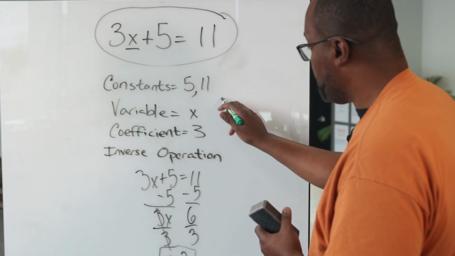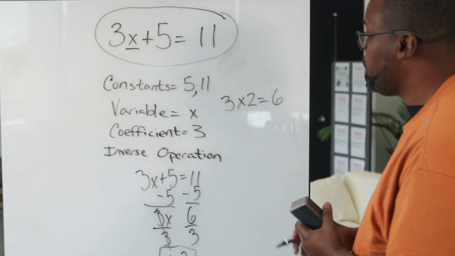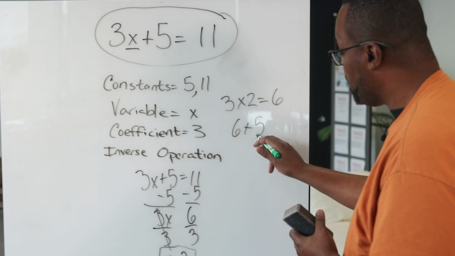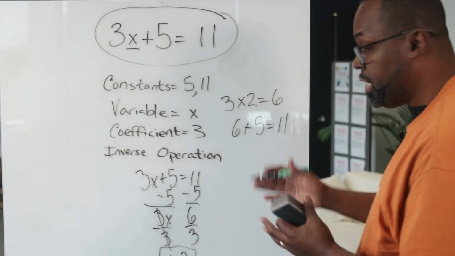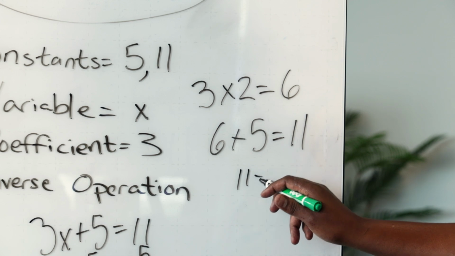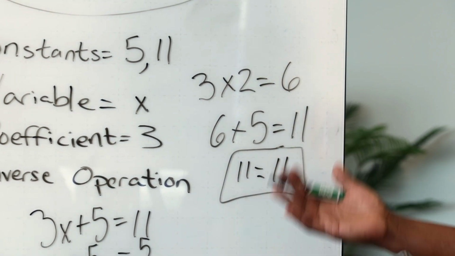So if we plug in 3 times 2, that gives us 6. So now we're going to do 6 plus 5 is equal to 11. Is this true? Is 6 plus 5 11? Yes, it is. So we've plugged in and we got our answer that 11 is equal to 11.